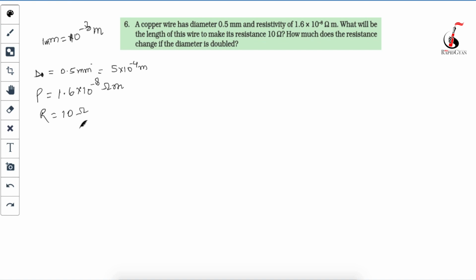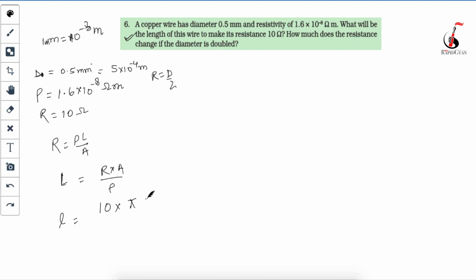So what is the formula of resistivity? If you are aware, R is equal to rho L upon A. What will you have to find out? You will have to find out the length. So L will become R times A upon rho, correct? So your L will become, what is your R? R is your 10 ohm, so 10. What is your area? Area is pi r square, pi is 3.14, or simply write pi. R square, what is R? R is not given, but D is given. So we know that R is equal to D upon 2.